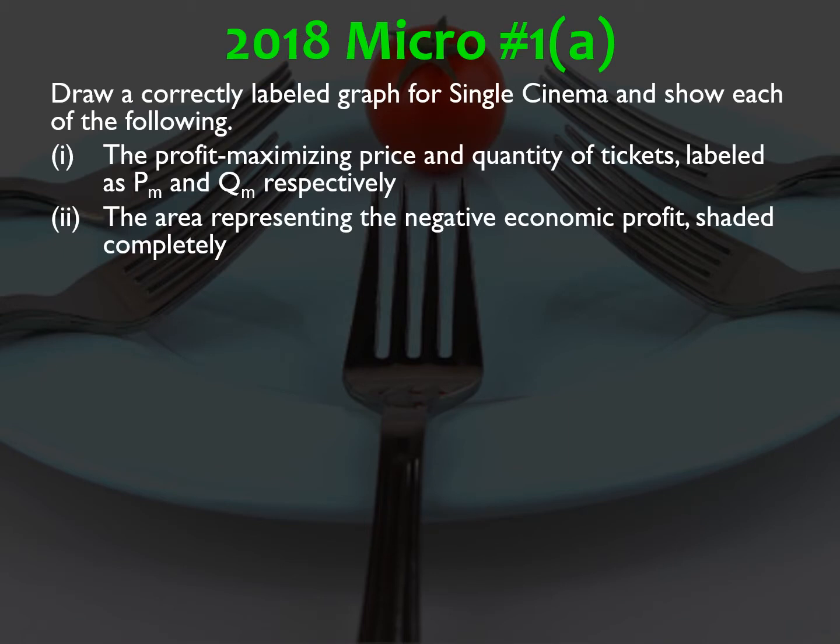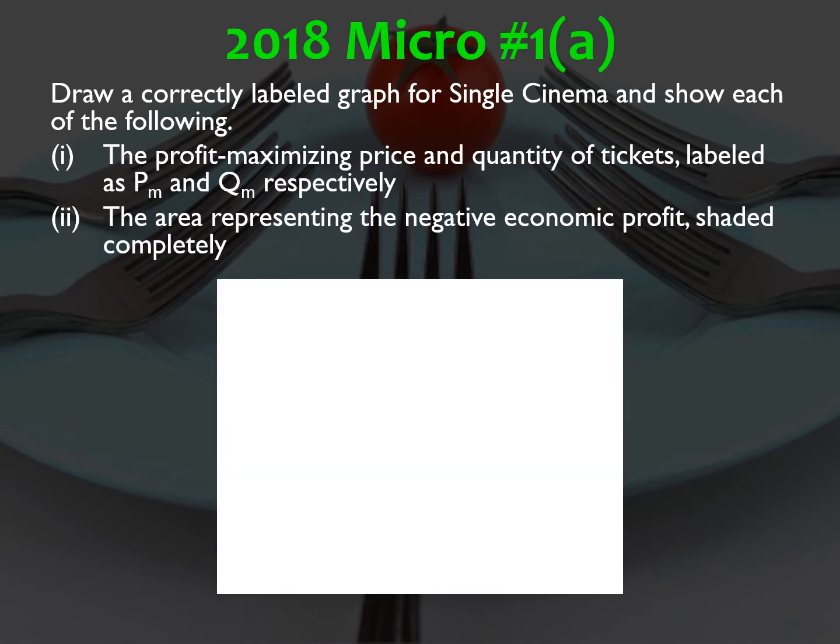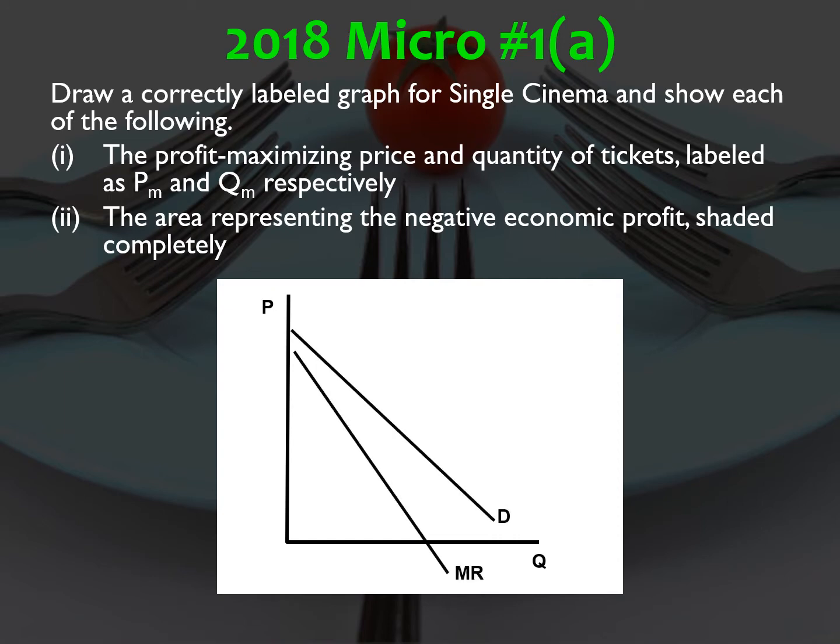Part A, draw a correctly labeled graph for Single Cinema and show each of the following: the profit-maximizing price and quantity, and the area representing the negative economic profit shaded completely. So we have a monopoly graph, quantity on the x-axis, price on the y-axis. Again, for a monopoly or any imperfectly competitive firm, demand is greater than marginal revenue.